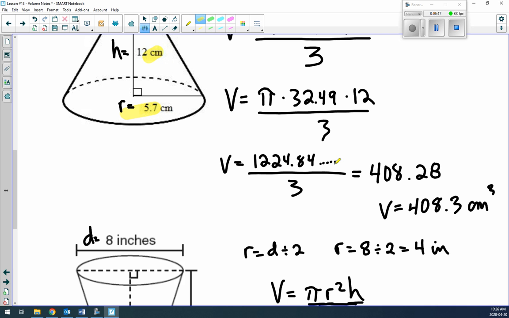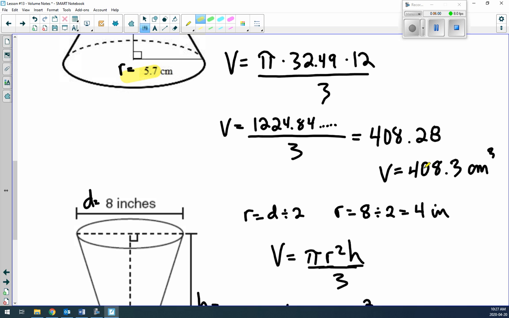Keep it in your calculator, because don't round until the end. If you round too early, your answer will be off. So if you round at the end, then you're fine. Keep that in your calculator and divide by 3. So you end up with 408.28. Again, one decimal place. That's the standard for this stuff. We're going to look at the 2. That's where we want to round to. So we look one to the right. We see it's an 8. It's greater than 5, so we're going to take that 2 and round it up to a 3. So we end up with 408.3 cubic centimeters.